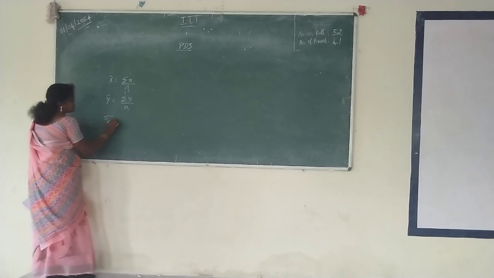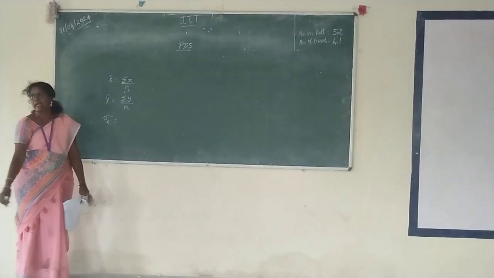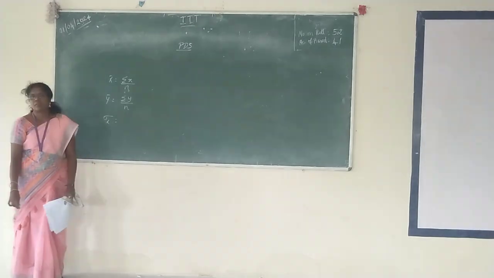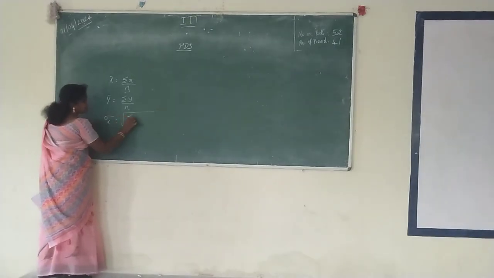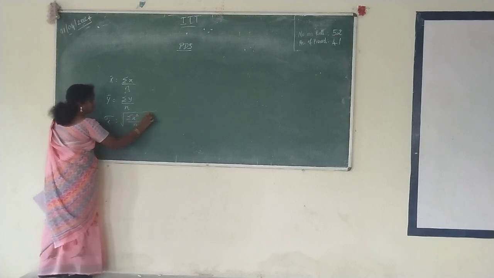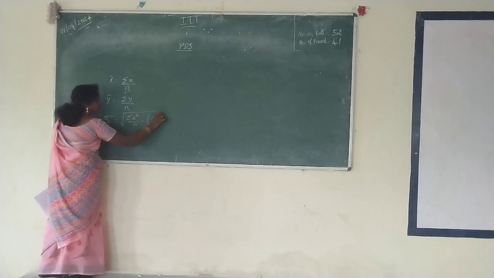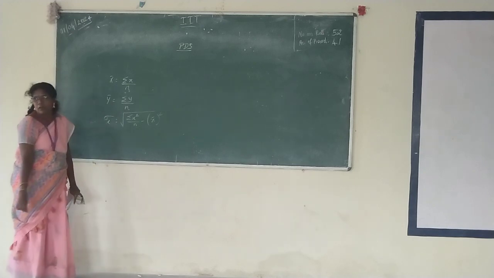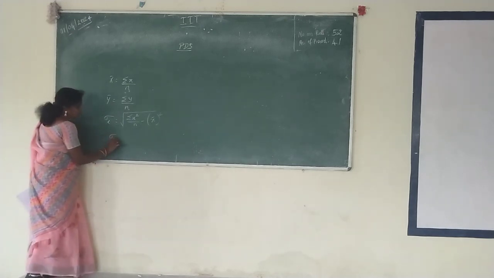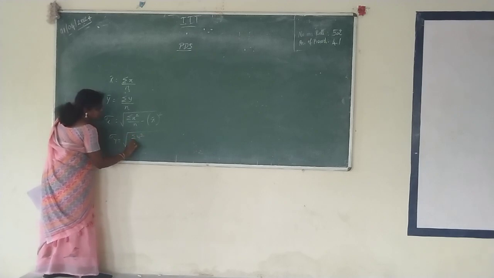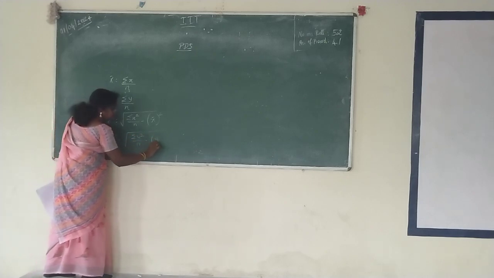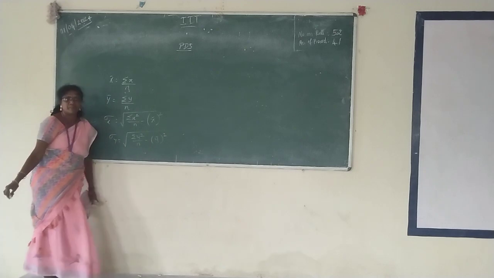What is sigma x? Standard deviation. Square root of summation of x square by n minus x bar the whole square. For sigma y you can write the formula as square root of summation of y square by n minus y bar the whole square.